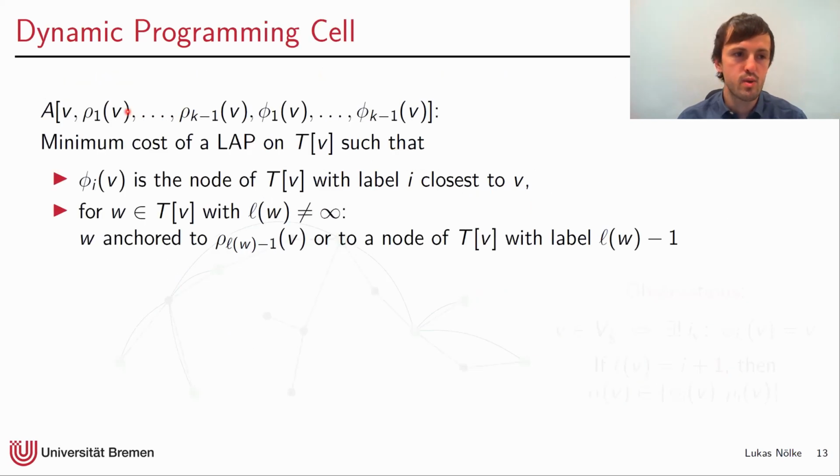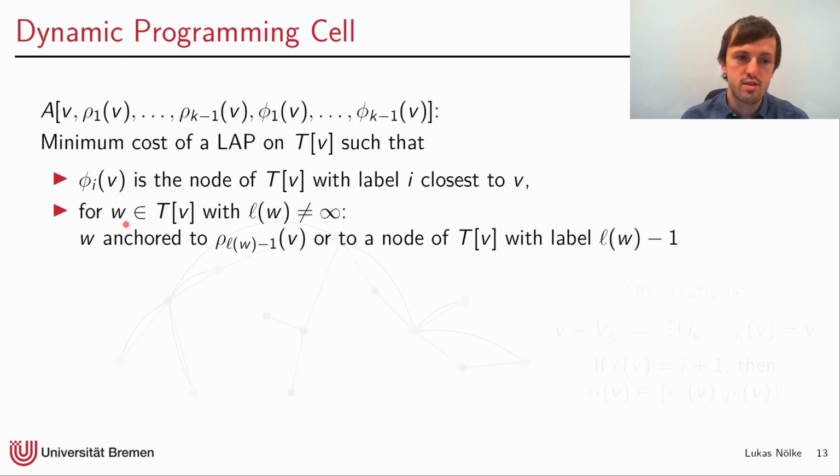And here we have a dynamic programming cell. It is indexed by the vertex V and also by its outer and inner anchoring guarantees for all possible labels. And it should contain the minimum cost of an LAP on the subtree such that the two following properties are satisfied. So first, the inner anchoring guarantee of label i should be the node of the subtree of label i that is closest to V.